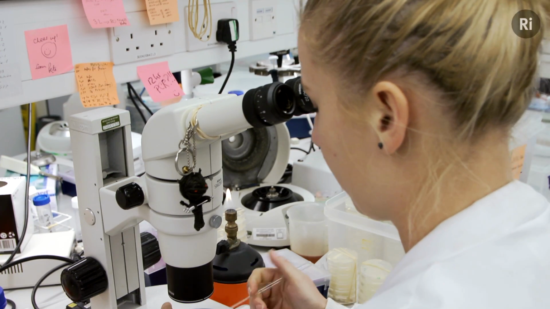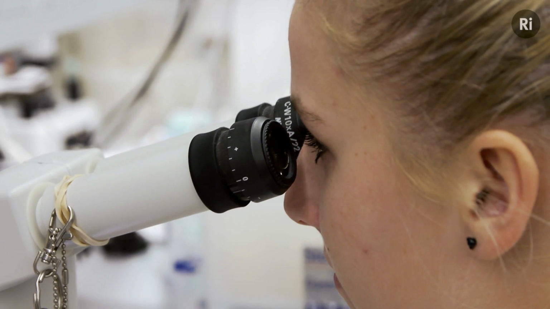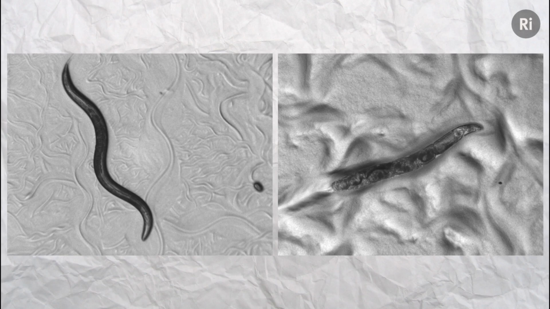Even though they're so small, we can tell the difference between a young worm and an old worm just by looking at them down a microscope. On the left is a young worm, and on the right is a much older worm. The older worm can no longer move around the plate searching for food, and you might be able to see it looks a lot sicker.